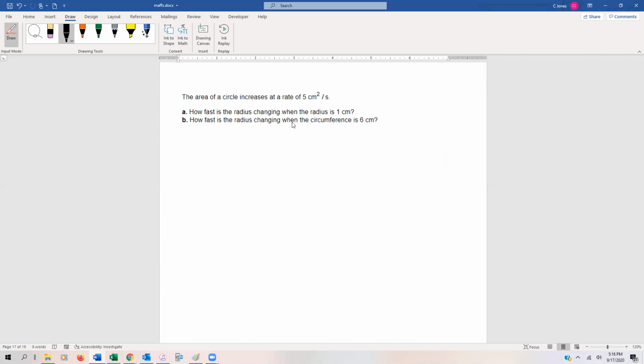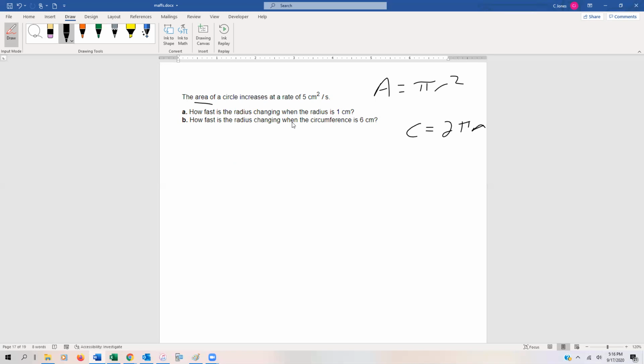All right. So first of all, we know that the area of a circle is equal to pi r squared. And that helps us a little bit. And we also know the relationship of the circumference. Circumference is going to be equal to 2 pi r. All right, so let's see what we can do with this.